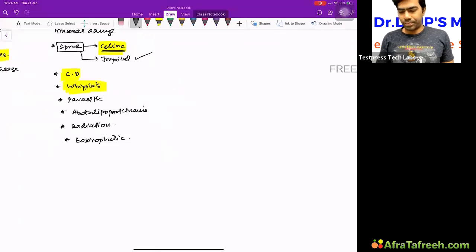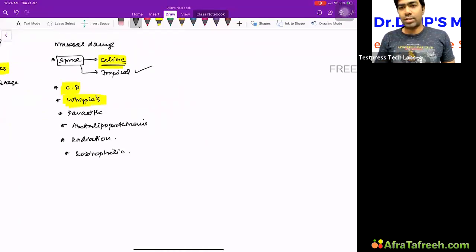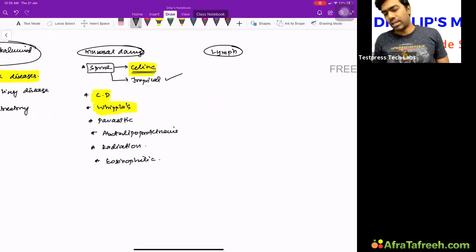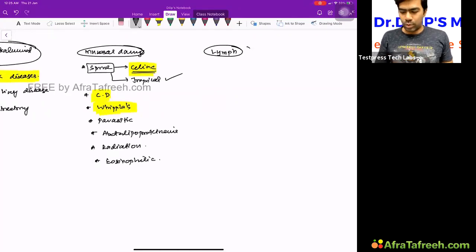And the third point is the one where the problem is the lymph. Lymphatic transport is the problem. So this is the third. So first is the impaired intraluminal digestion. Second is the mucosal damage. And third is the problem in the lymph, lymph in the sense of the mucosal transport.